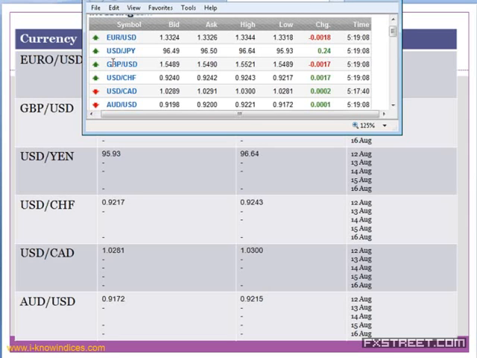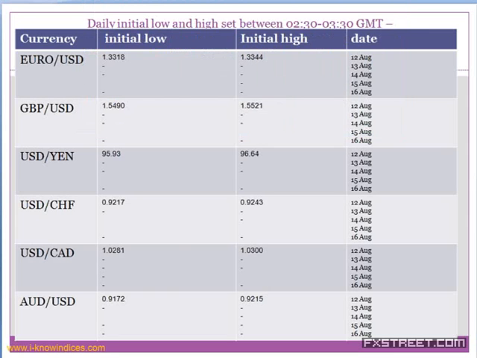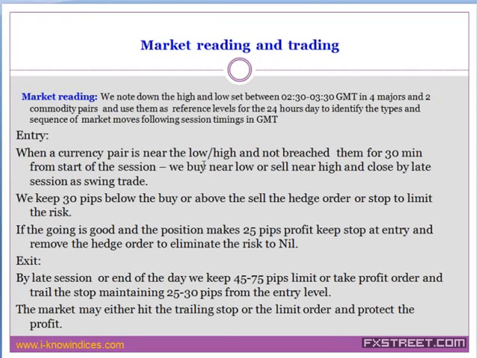Now coming to the trading strategy. Entry is always near the low, a buy position, or near the high, a sell position, when that high or the low is not breached for 30 minutes from the start of the session. Then keep a 30 pips hedging order to limit the risk. If the hedging facility is not available, then keep a stop and try to move it to stop at entry, and then try to maximize the profit. Once the profit becomes 25 pips and more, use the trailing stop instead of a static stop at entry. Thereby, your profit will be protected.